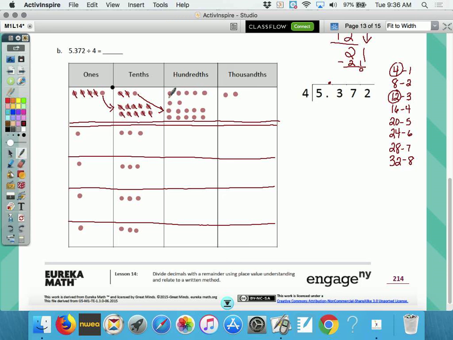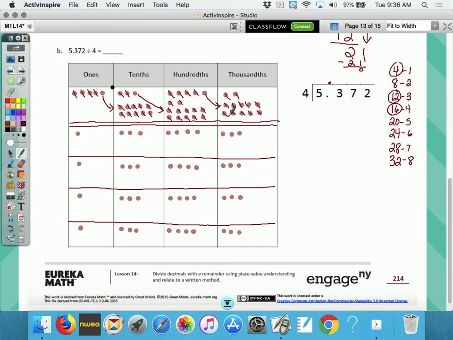So how many hundredths? 17. What do I circle? 16. How many will be in each group? 4. How many do I cross off? 16. Good. You got 12, so 3 again. Whoops, I got 1 wrong. That's it, you did great. Cross off all 12. Should have no remainders.